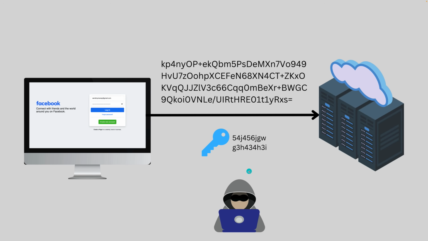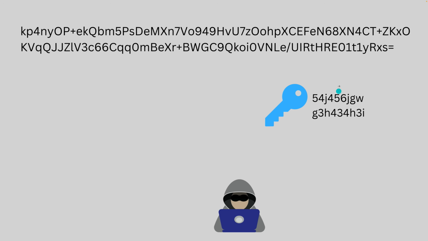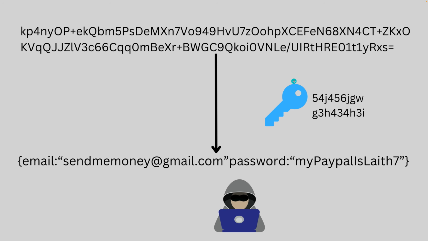So here's me. I'm a bad actor. I'm snooping around, and now I have access to this encrypted data, and I also have access to this key. And then what am I going to do? Well, I'm going to utilize this key to decrypt this information. And there we go. Now I have your email, and now I have your password. So clearly sending the key over the network is not a good solution.